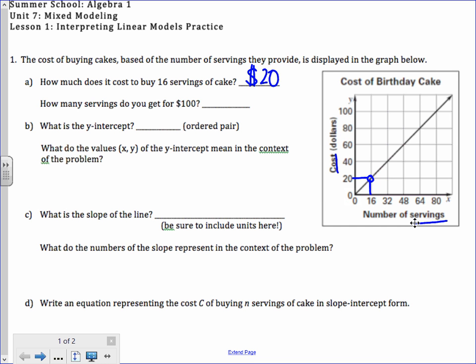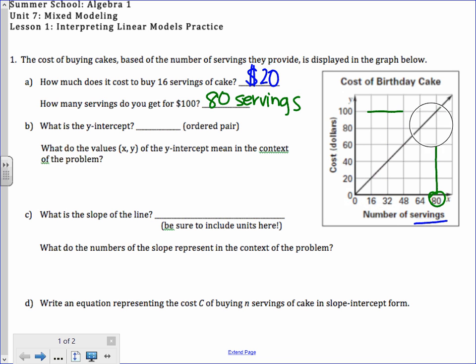Next, it says how many servings do you get for $100? So that's a cost. I start on the cost here at 100, go over to my graph. When I read down, I can see that it's going to give me 80 servings of cake.